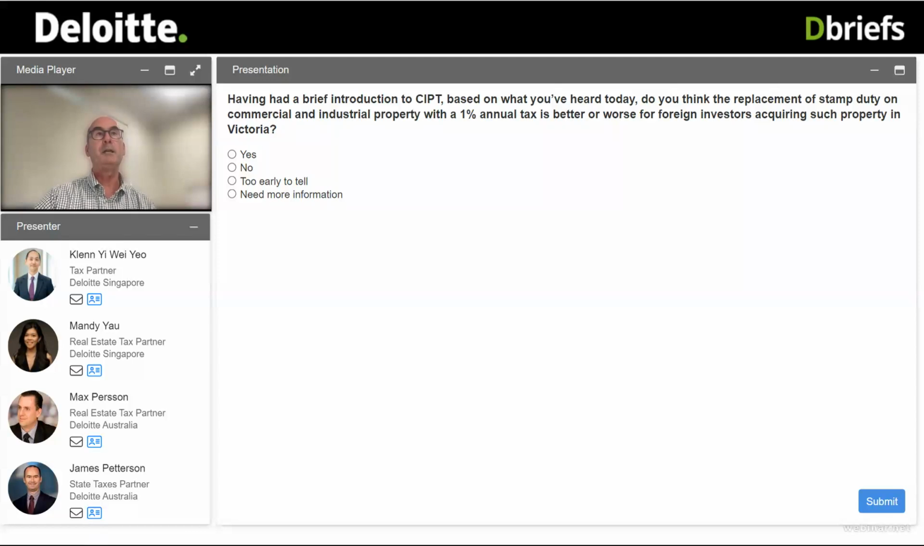Based on what you've heard today, do you think that the replacement of stamp duty on commercial and industrial property tax with a 1% annual tax is better or worse for foreign investors acquiring property in Victoria? So do you think it is? Yes or no? Or is it too early to tell? Or you think you'd need more information?